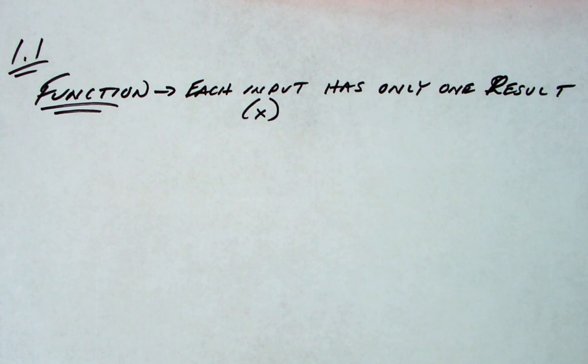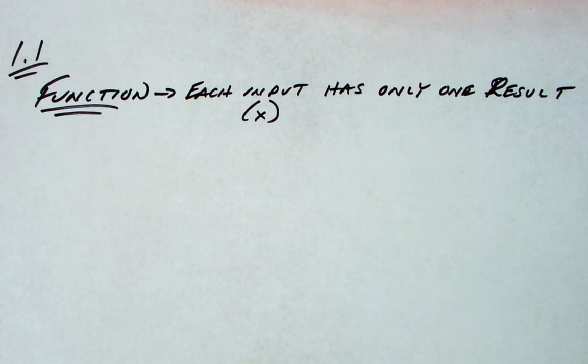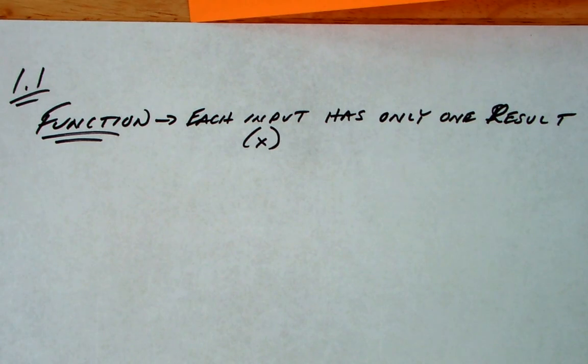Perfect example. If I take this book, put it on a scale, how many different weights should I get? 1. If the scale's functioning properly. Okay? If I put a different number of books on, yeah, it's going to change. That's okay. But function, each input yields just one result.